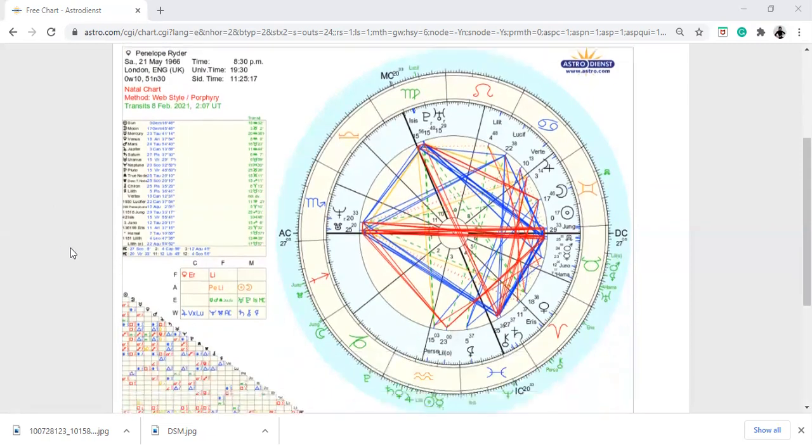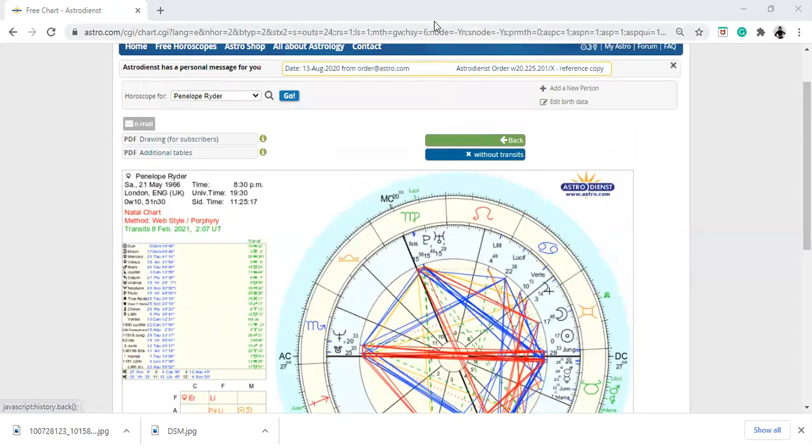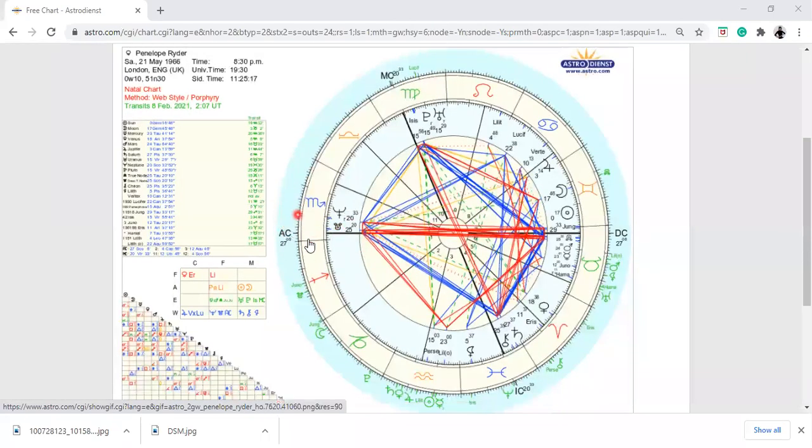But you do need the time of birth, because without the time of birth, you're not going to know the rising sign. And if you don't know the rising sign, then you don't know what houses the planets are falling in. So time of birth is really important, and place and date as well, clearly.